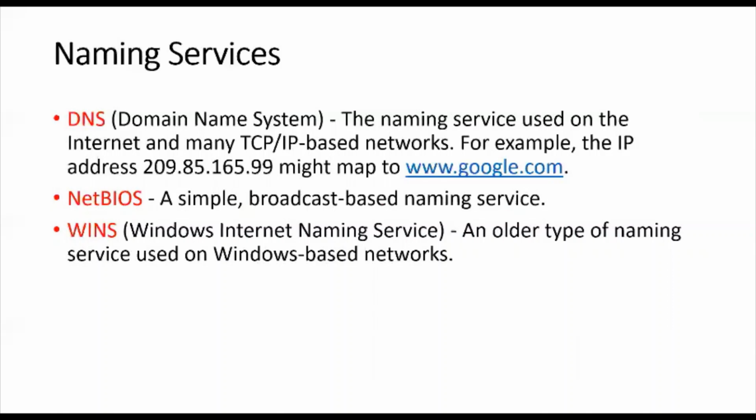But with the naming services, it will map in its database. It will have all the domain names and the IP addresses. So whenever somebody types www.google.com, it will check what the IP address is for that particular domain name. So 209.85.165.99 will be used to send the data over the network. This IP address will be forwarded instead of www.google.com. So these naming services help to map the domain name or network name with the IP address.